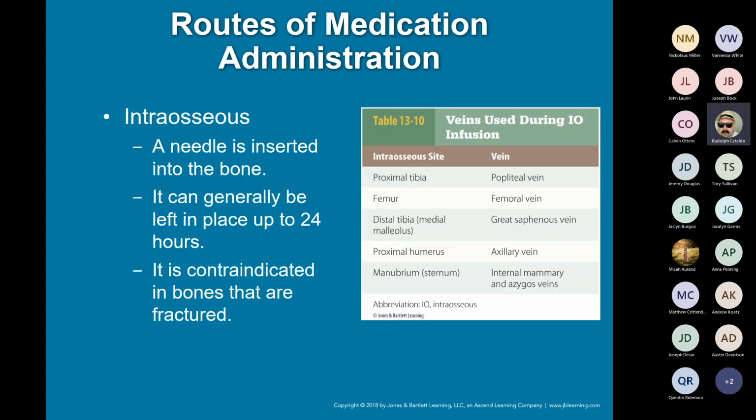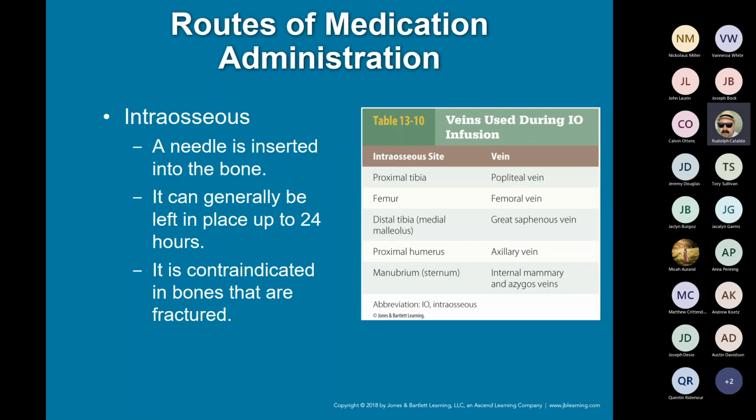IOs are our go-to, right? If we can't get access and we need a drug or we need fluid now, we go to the intraosseous access. Needle into the bone, it can be left in place for a little bit of time. Obviously, if there's any sort of bone decay or osteoporosis, or if there's been an IO in the last 24 hours, we are not going to administer an IO in that site because we don't want to cause damage.